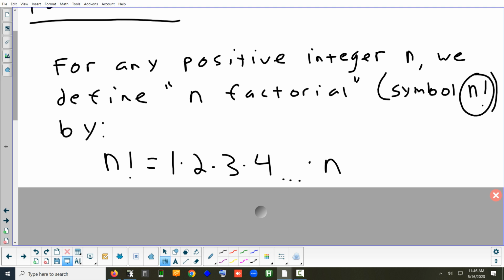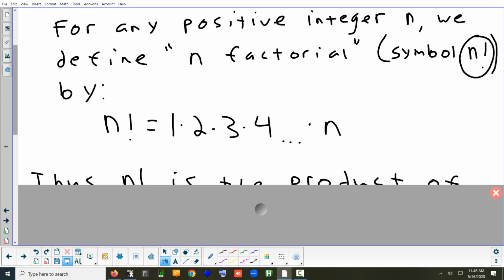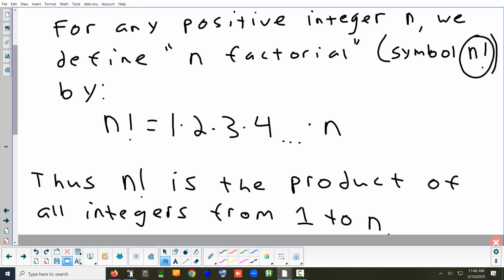So like 6 factorial would mean 1 times 2 times 3 times 4 times 5 times 6. So n factorial is the product of all integers from 1 up to n. Now, the graphing calculator, you can put in decimals, but then weird things start to happen because it doesn't really fit the definition of multiplying integers. So now you start looking at decimals, and it's a little different.